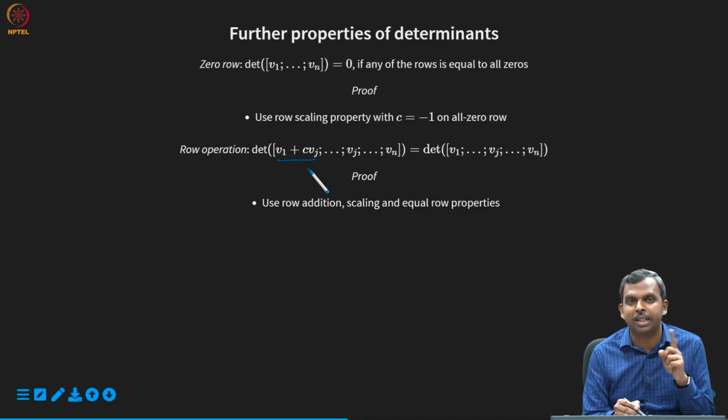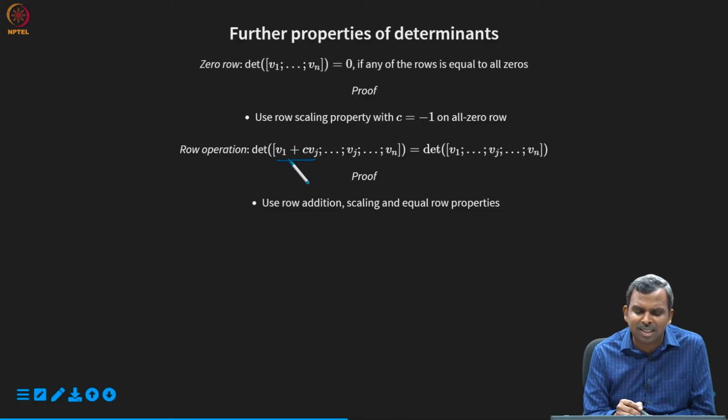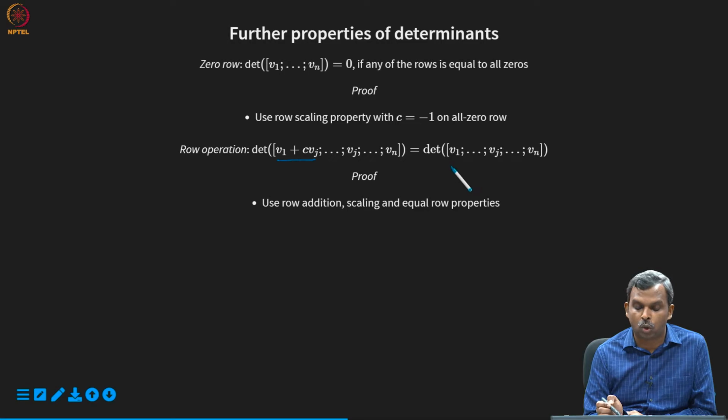If you do that, the determinant gets multiplied by C. But for this particular row operation, where you do one row plus C times another row, I have put V1 here, but nothing is sacred about V1, it could be Vi. You take the ith row and add C times the jth row, Vi plus C times Vj. Also, the determinant does not change, it remains the same when you do this row combination.